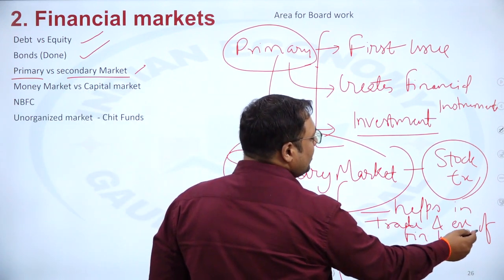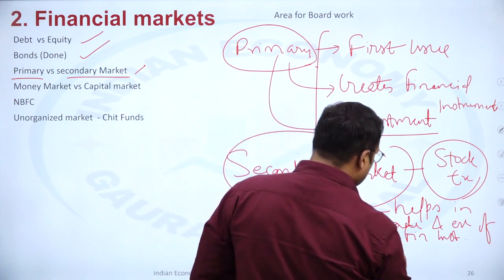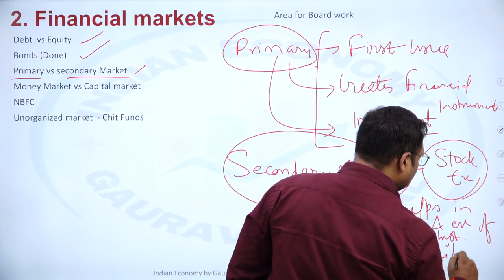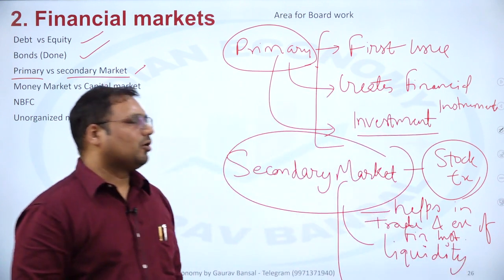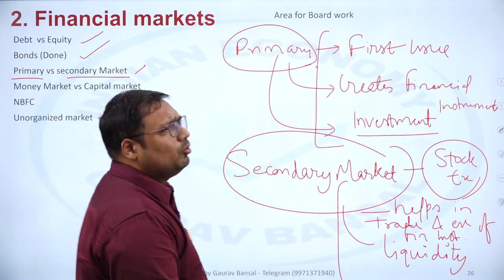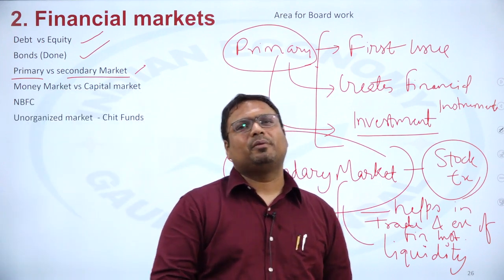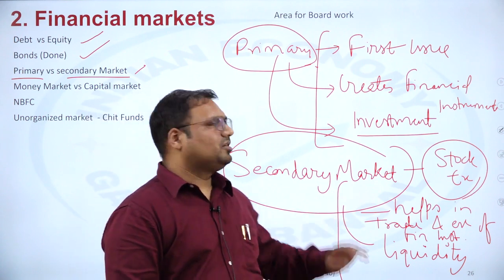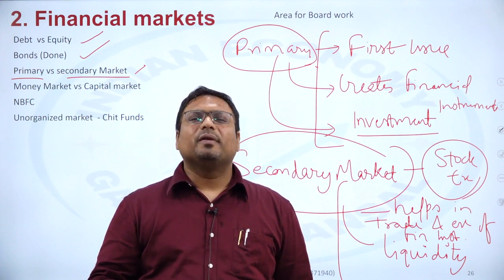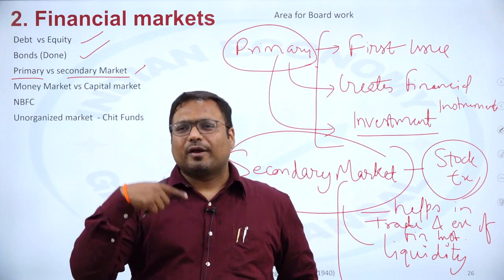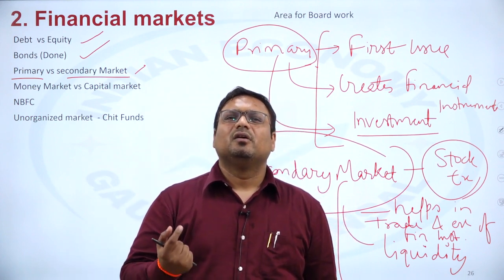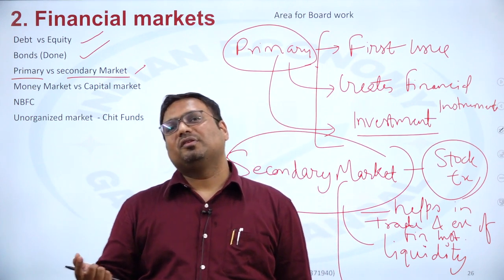So this helps in trade and exchange, and it contributes to liquidity in the system. So this is the role of secondary market. IPO, FPO, rights issue, these are examples of primary market. The rest are secondary market. Okay. And before a company can issue shares, corporate bonds, commercial papers, any of these things, it needs to take permission from SEBI.